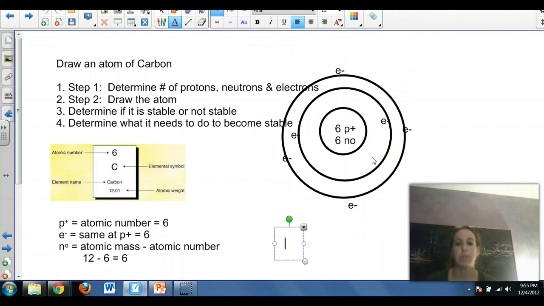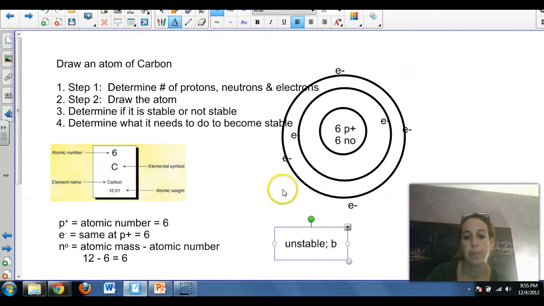Okay, so is it stable or not stable? In order to determine that, you have to look at this outer shell. This outer shell can hold 8 electrons. In order for it to be stable, it has to have that number of electrons. So it is unstable because it only has 4 electrons in the outer shell.